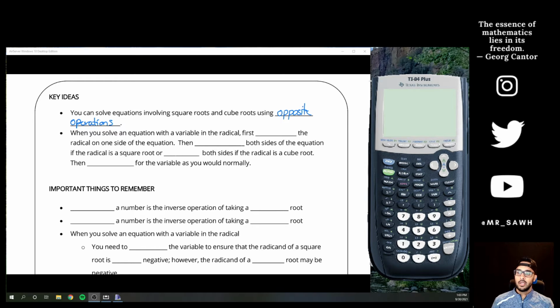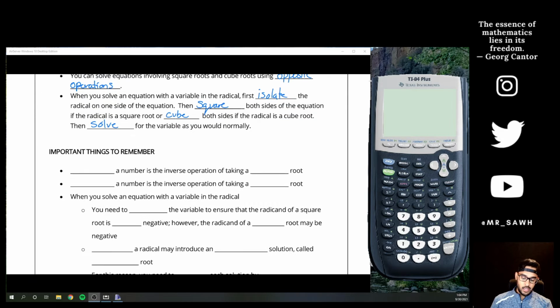So when you solve an equation with a variable in that radical, first you're going to isolate the radical on one side of your equation. Essentially, we want to get it by itself before we get rid of that square root, or cube root for that matter. Then we can square both sides of the equation if that radical is a square root, or cube both sides if it's a cube root. So the index will tell us what we're going to do. Then we're going to solve for the variable as we would normally. So once the root sign's gone, it turns into a regular old equation that we can deal with.